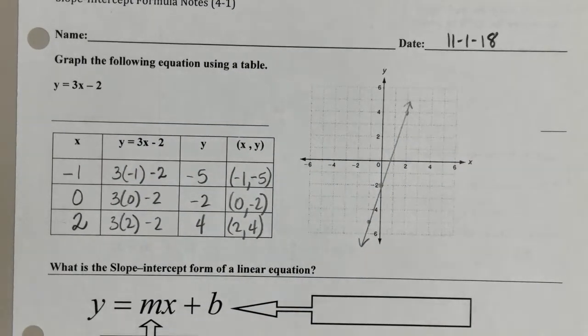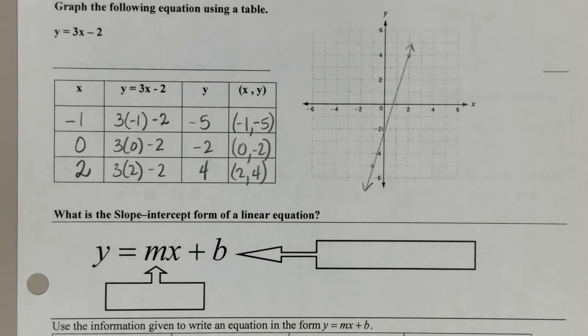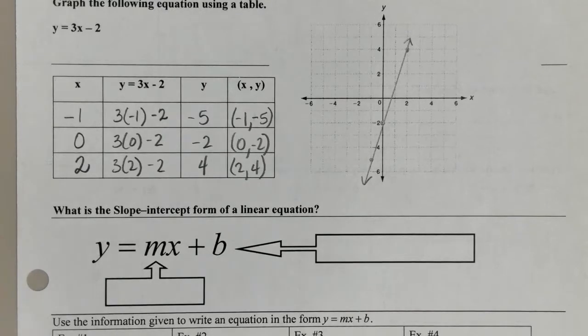Now, what I'm going to show you is what I think is a much easier, much more efficient way to graph, and we're going to use a form of the equation called slope-intercept form. It's called slope-intercept form because if you have the slope and you have your y-intercept, you can write this equation.